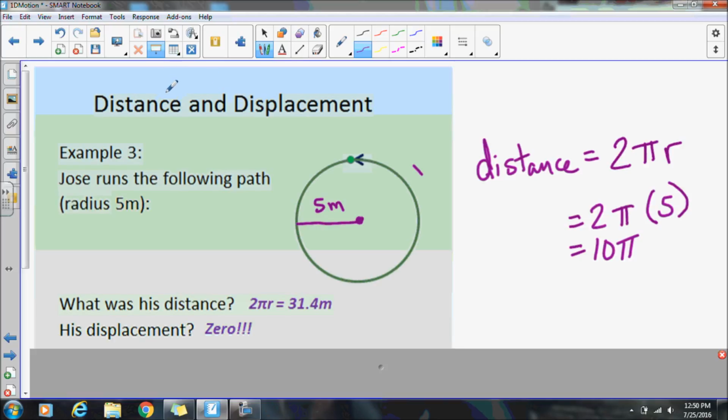So distance, how far did your feet actually go? The total length traveled. Displacement, vector quantity. It wants to know how far are you from your starting point. So straight line from start to end.